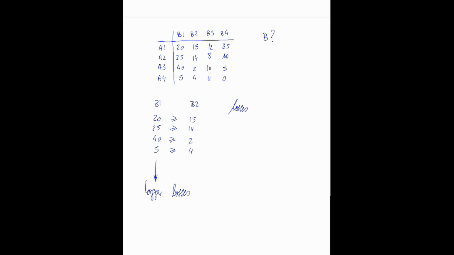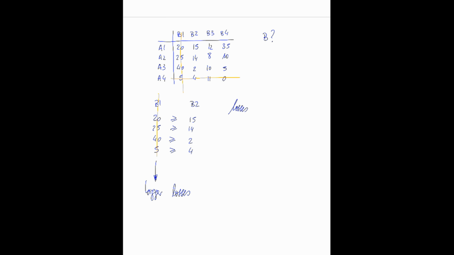So there's no reason why B should choose B1. Actually, B1 should be eliminated, because nobody will want to lose a lot of money. So B1 has to be eliminated, and this one was eliminated.